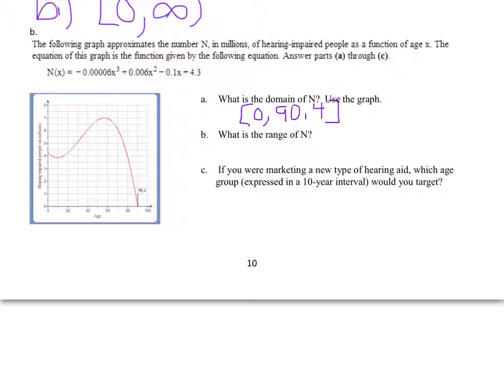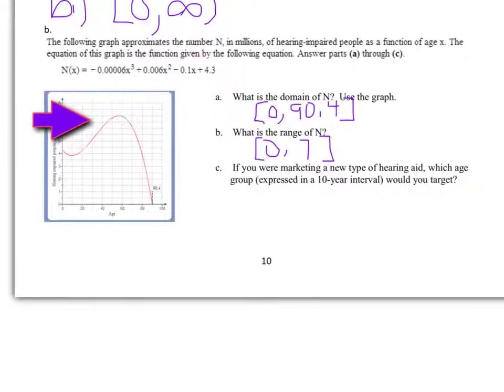The range, it goes as low as 0 and as high as 7. If you were marketing a new type of hearing aid, which age group expressed in a 10-year interval would you target? So we want where it's the highest. So that peak is right up here.